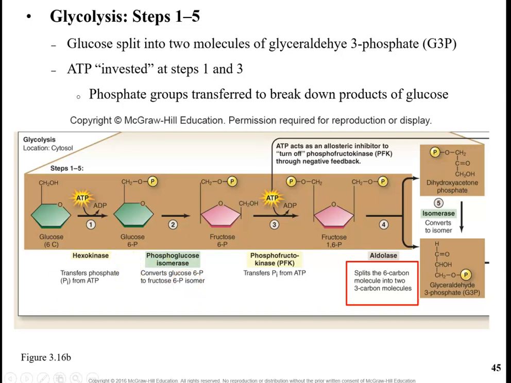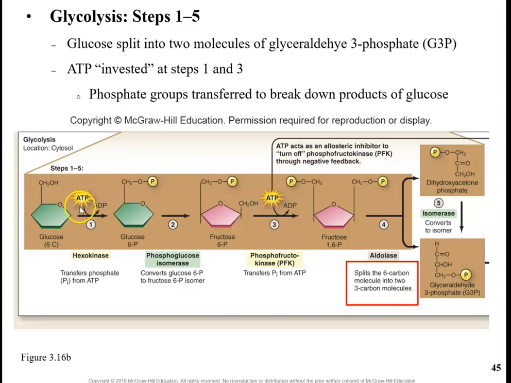All right, so let's look at glycolysis. Okay, so let's talk about the first 5 steps of glycolysis. Ultimately, what happens here is glucose is split into 2 molecules of glyceraldehyde 3-phosphate, and 2 ATP are invested, one at step 1 and the other one at step 3. The reason this happens is the phosphate groups are added to break down the products of glucose, and we'll see this in just a second.